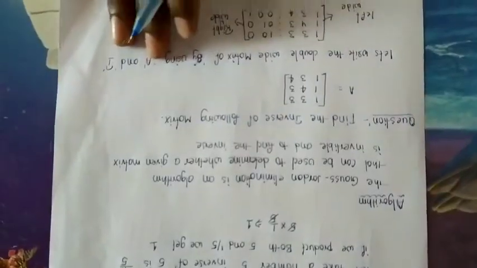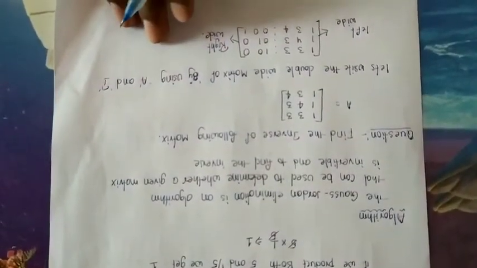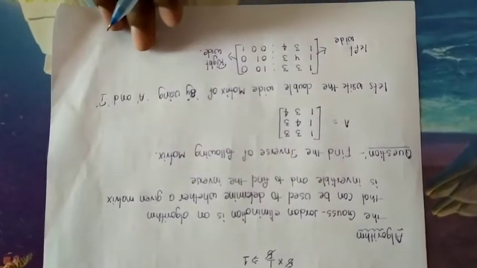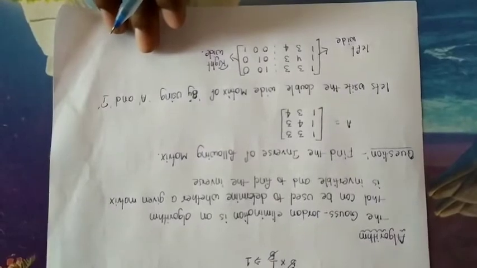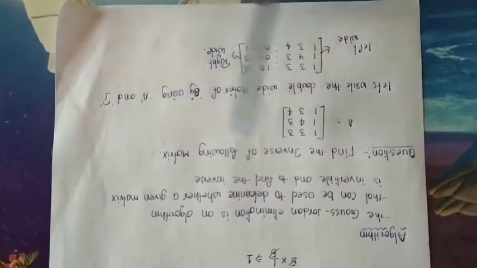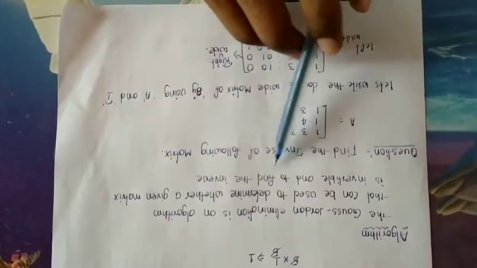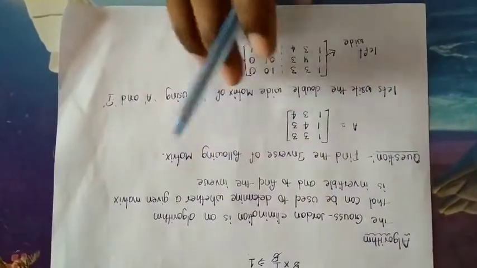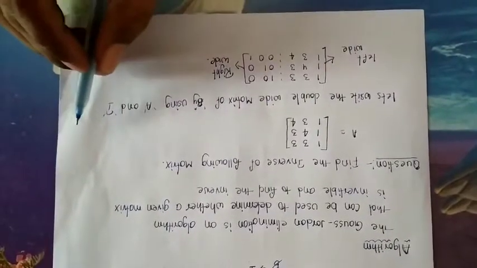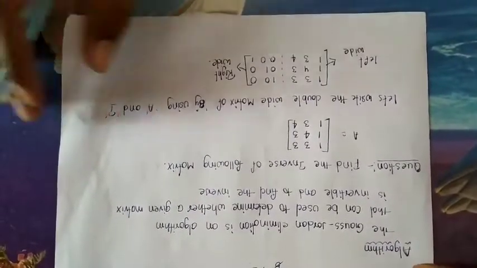So, for inverting matrices, we use the Gauss-Jordan elimination algorithm. The Gauss-Jordan elimination algorithm determines whether the given matrix is invertible. If the matrix is invertible, there is an inverse matrix, and we can find the inverse of that matrix using this algorithm.